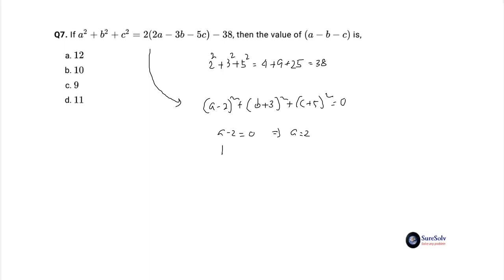b plus 3 equal to 0 or b equal to minus 3 and c plus 5 equal to 0 or c equal to minus 5. So, a minus b minus c equal to 10. Answer is option B, 10.